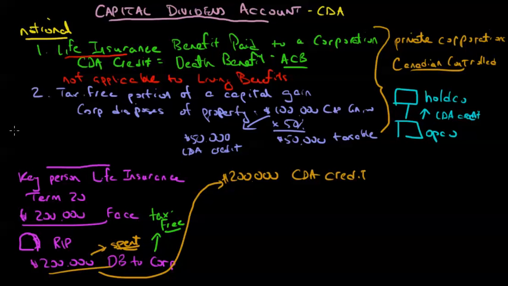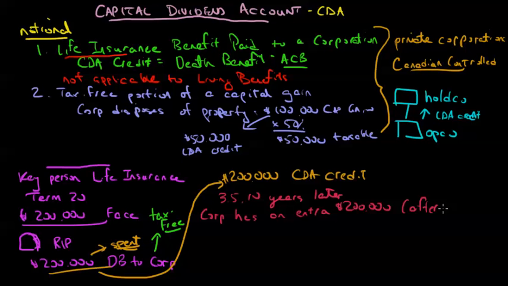So let's say some years later, after we've recovered from the death of this key person, the business has recovered and it's making money again. So let's say whatever amount of time you want to pick, 3, 5, 10 years later, I don't care what the time frame is, the corporation has an extra $200,000 laying around. Now this will be an extra $200,000 of after-tax money. Normally, if we want to get this money out to our shareholders, we'd have to pay it out to them as a taxable dividend.